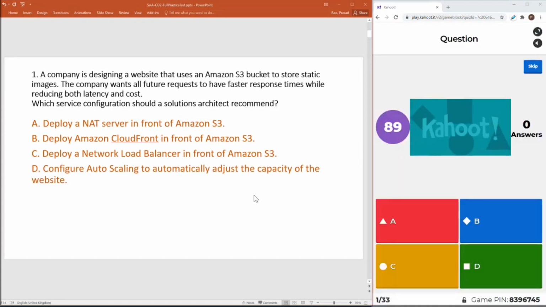So the question would be displayed on the presentation, and you can answer it on the Kahoot app. It's 90 seconds for every question.